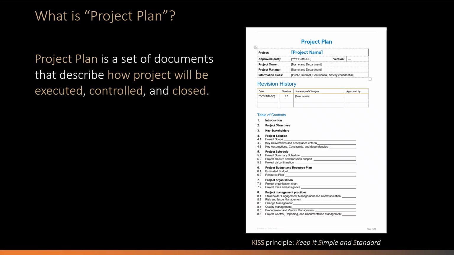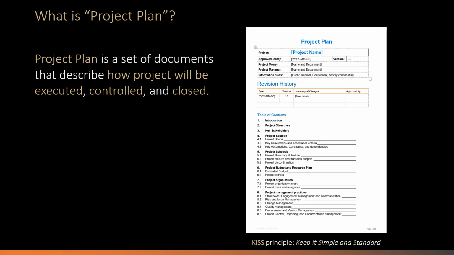All types of projects, predictive, adaptive, and hybrid, need to be planned before they are approved for execution and provided with necessary resources. The result of project planning is a project plan. A project plan is a set of documents that describe how the project will be executed, controlled, and closed.